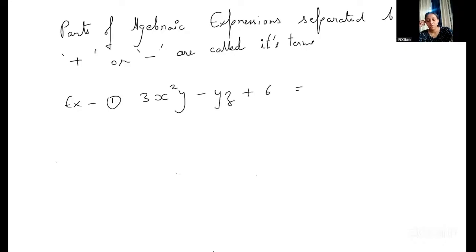Can you tell me how many terms are there in this question? We saw in the definition that the terms are separated by symbols. This is my first term, this is my second term, and this is my third term. So how many terms will be there? Three terms. Take a look at another example.